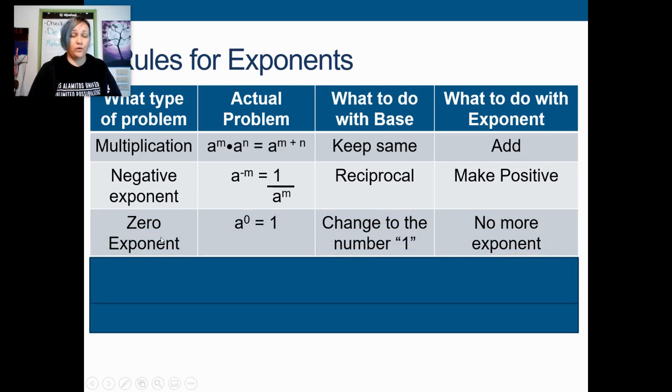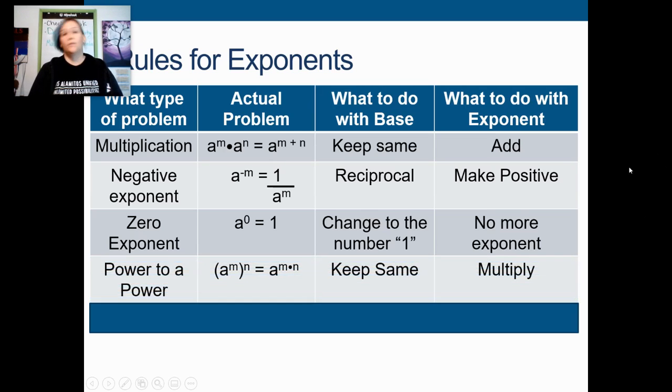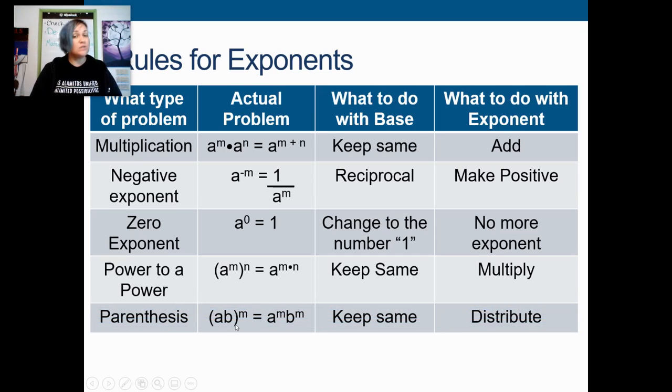If there was a 0 for your exponent, that would look like this. Then the base number changes to a 1, and there should be no more exponent in the problem. If you have a power to a power, which looks like this, you're going to keep the base the same, so we don't do any math with the base, and we're going to multiply the exponents together. And then finally, we learned that if there's parentheses with an exponent on the outside, which looks like this, again, the bases stay the same. We don't do any math with the bases, and we distribute the exponent to each base.